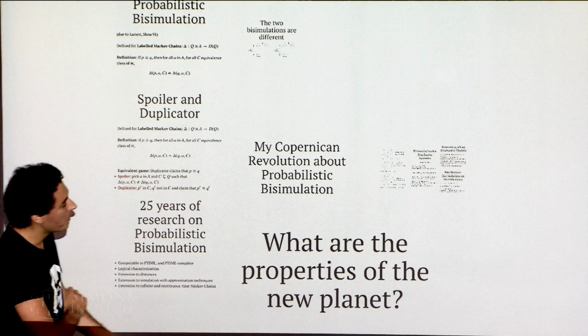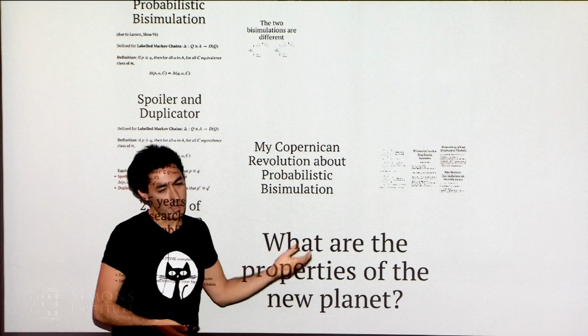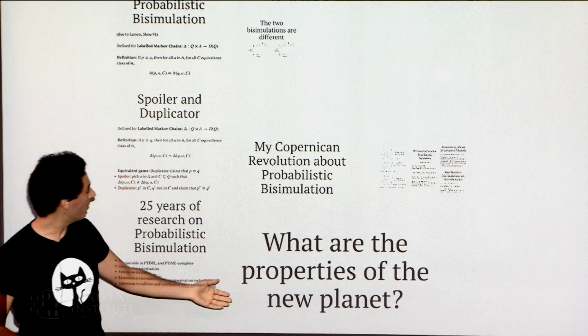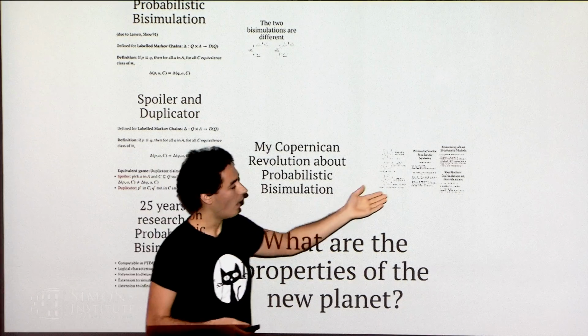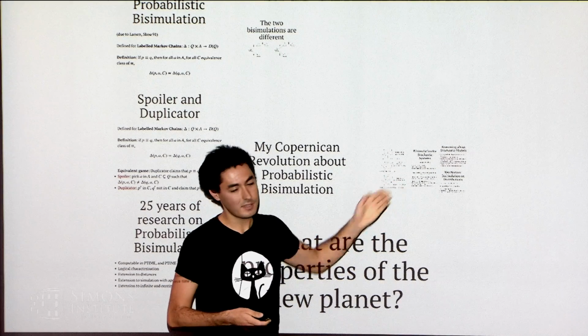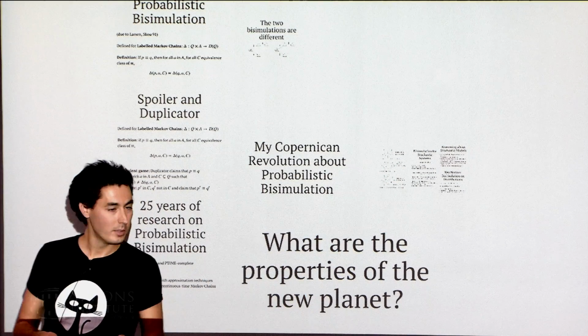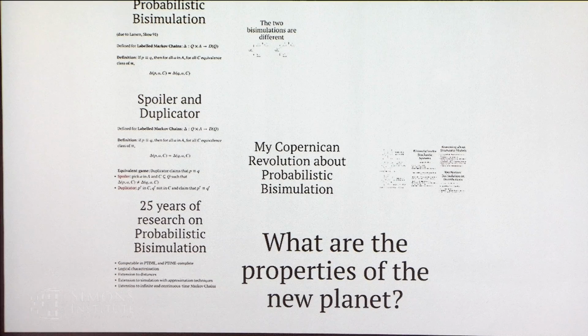Now the question that I come up with is, well, all of this is very nice. We know a lot of nice properties. What is this definition good for? So what can we say about this? Do we also have logical characterizations? What kind of things can we do with this? Where does it fit in this big picture?